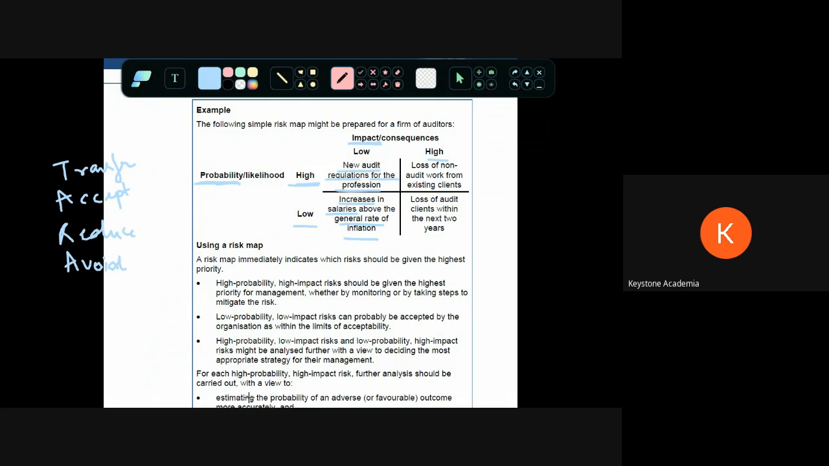Avoid. Yes. If there is a loss of audit work from existing clients, we can't do anything about this if something bad has already happened. We should only avoid this kind of risk, by making better relationships with the clients. Then finally, probability is low and impact is high. Then transfer. So the loss of audit clients within the next 2 years: if that is going to happen, we should transfer this to an insurance company, maybe, to protect us. Okay, let's see some TARA questions.